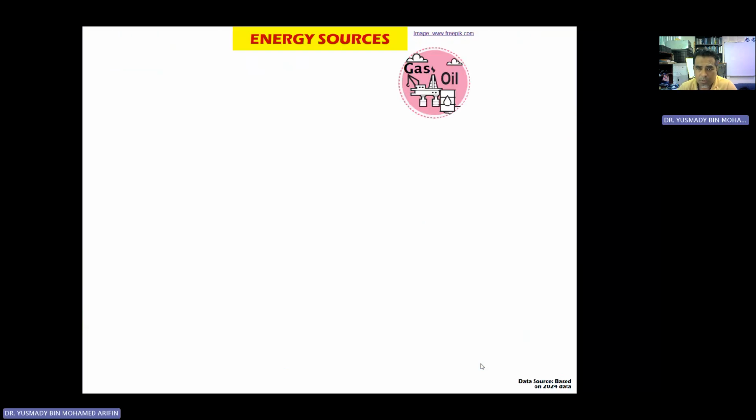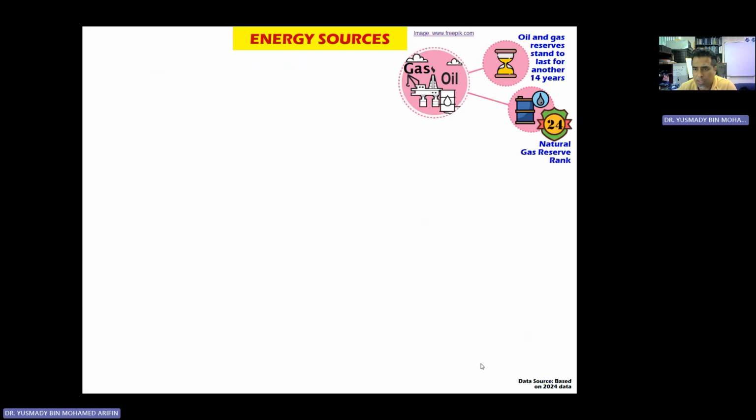Energy sources, especially in Malaysia: first we have gas and oil. Oil and gas reserves in Malaysia tend to last for another 14 years. In terms of natural gas reserve rank, Malaysia is at rank 24, and in terms of crude oil reserve rank, Malaysia is at rank 28. Gas and oil are considered primary fuel, which is delivered directly to the customer, and gas and oil are also used at power plants to generate electricity.